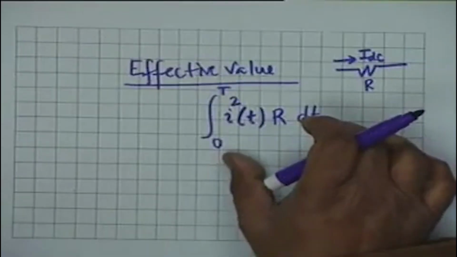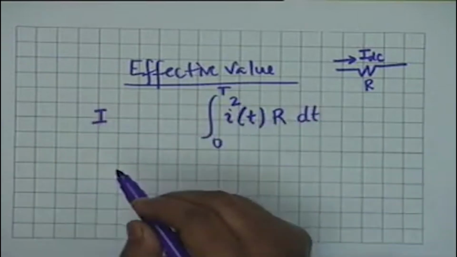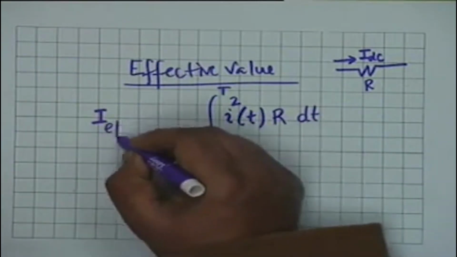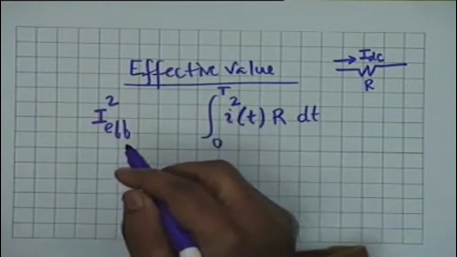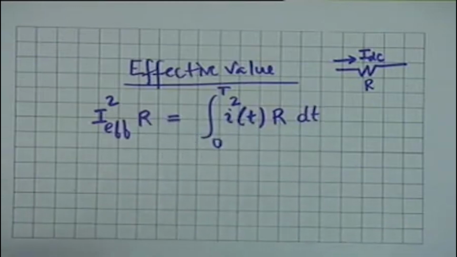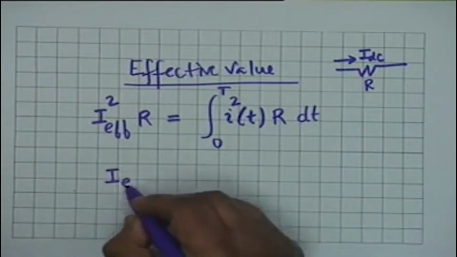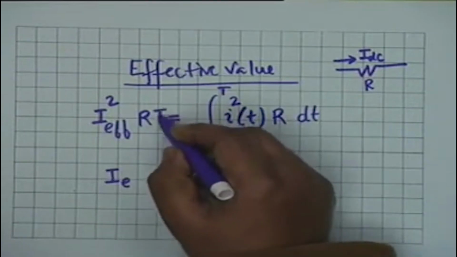What we want is to compute, due to the periodic current, the energy dissipated in a given resistor over one time period, and then this energy is equated to an effective value squared, which is a constant, multiplied by R. This is the definition of the effective value, and you can see that I effective there must be multiplied by a capital T.